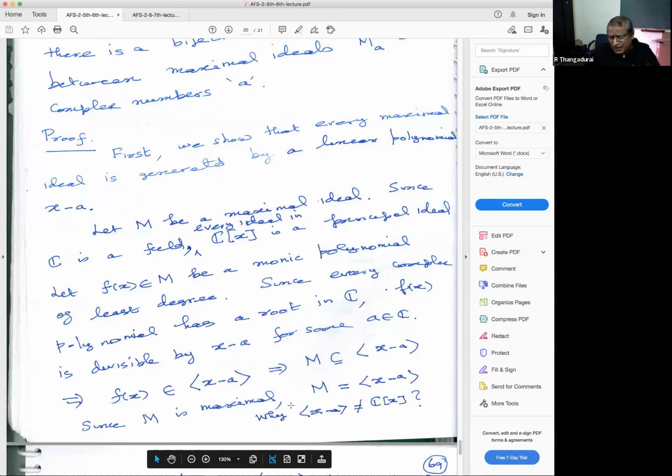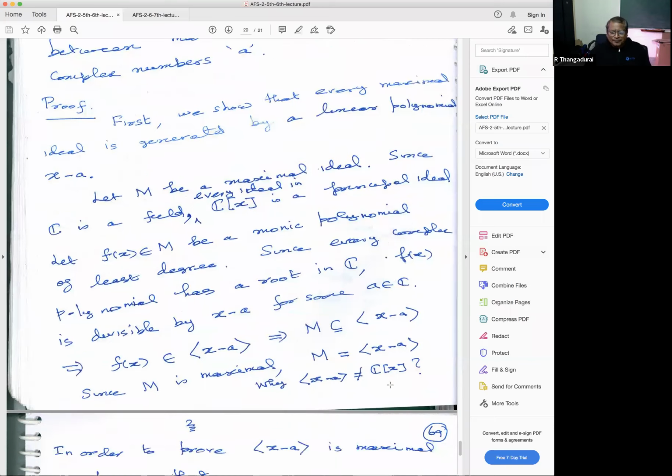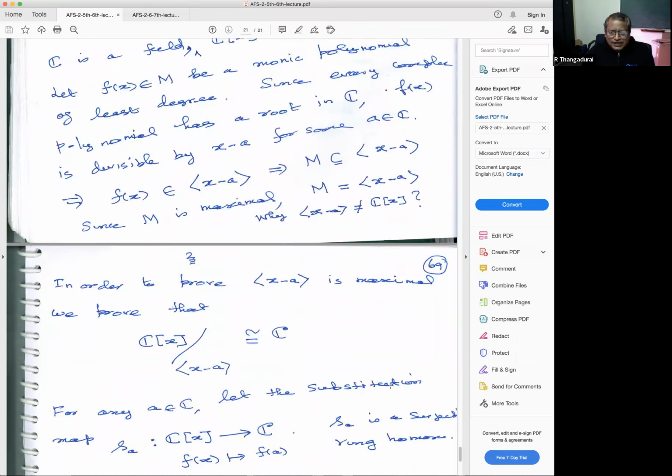M is maximal by assumption. So therefore, m has to be equal to either this ideal or the whole ring, c of x. But this is not equal to c of x, so you just check why it is true. Then it means that the maximal ideal m is nothing but the ideal generated by a single linear polynomial x minus a. So first condition we have proved.